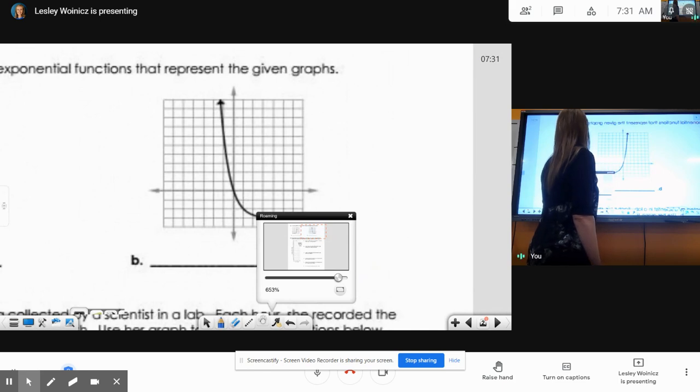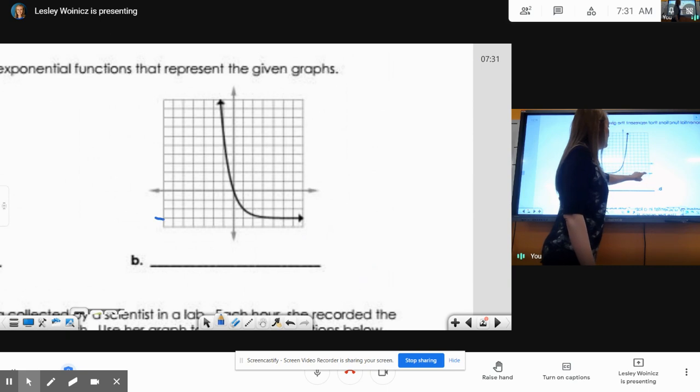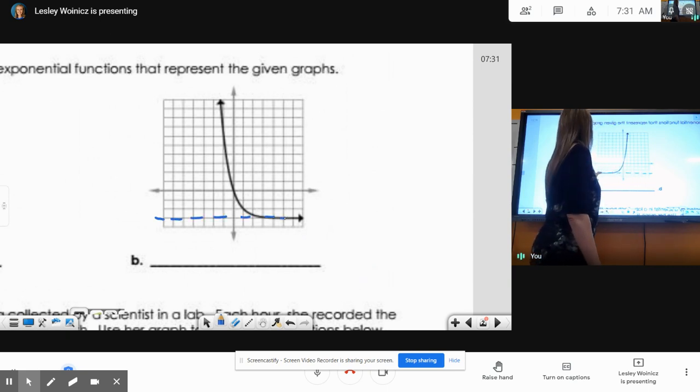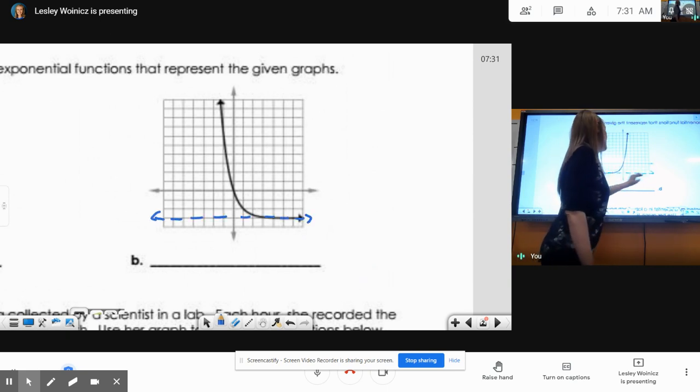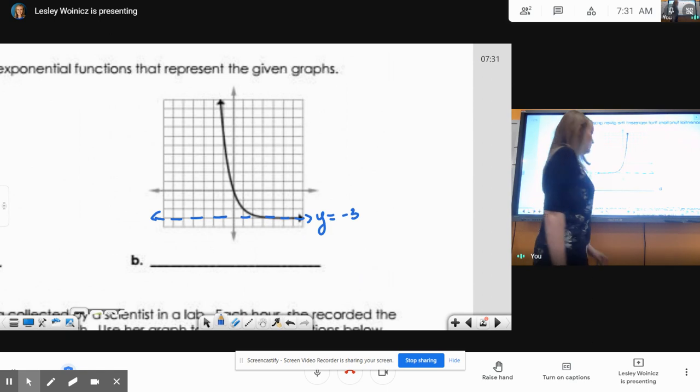Sorry, we're on 3B. Okay, same thing though. The asymptote is shifted down 3 units. So this is the equation y equals -3. So instead of being 0, my D value is -3.